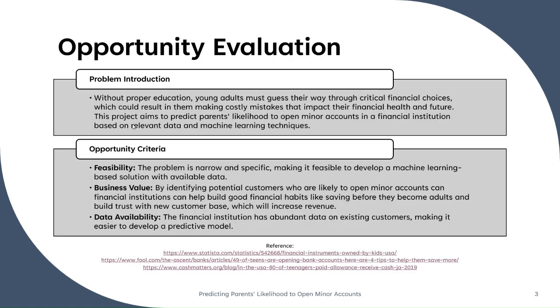Problem introduction. Without proper education, young adults must guess their way through critical financial choices, which could result in making costly mistakes that impact their financial health and future. The reason we're aiming at this project is to predict the likelihood of parents creating a minor's account. We see this as a pretty feasible opportunity, as this is a very narrow and specific ask, making it a machine learning solution with the data available, which we'll go through in the next slide.